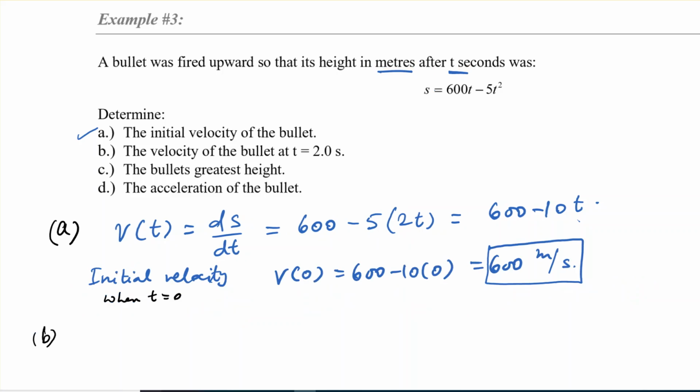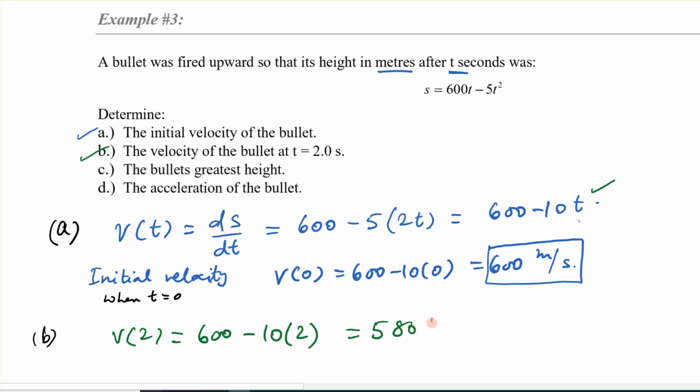So next we're going to find the velocity at t equals 2 seconds. So it means we just put t equals 2 in this function. So we have 600 minus 10t. In place of t we put 2. So we get 600 minus 20, which means 580 meters per second. So that is the velocity after 2 seconds.